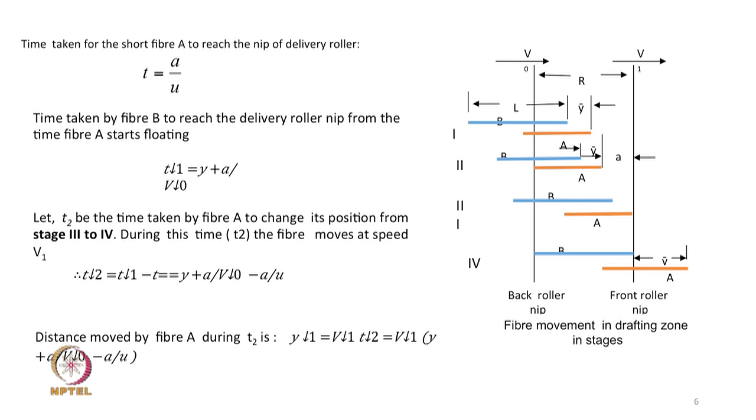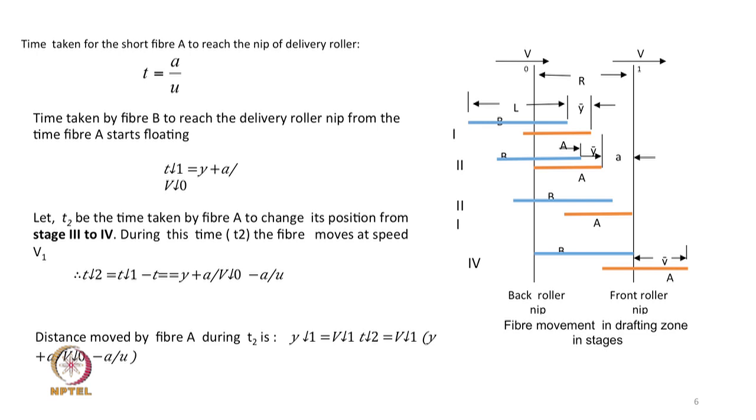How much time does it take to reach the front roller nip? That time is going to be (y bar plus a) by v0, because if you look at the diagram, at the time A starts floating, the position of fiber B is such that the distance between the leading end of B and the nip line is a plus y bar. It has to travel this distance, and since the fiber is moving at the speed of v0, the time it takes is (y bar plus a) by v0.